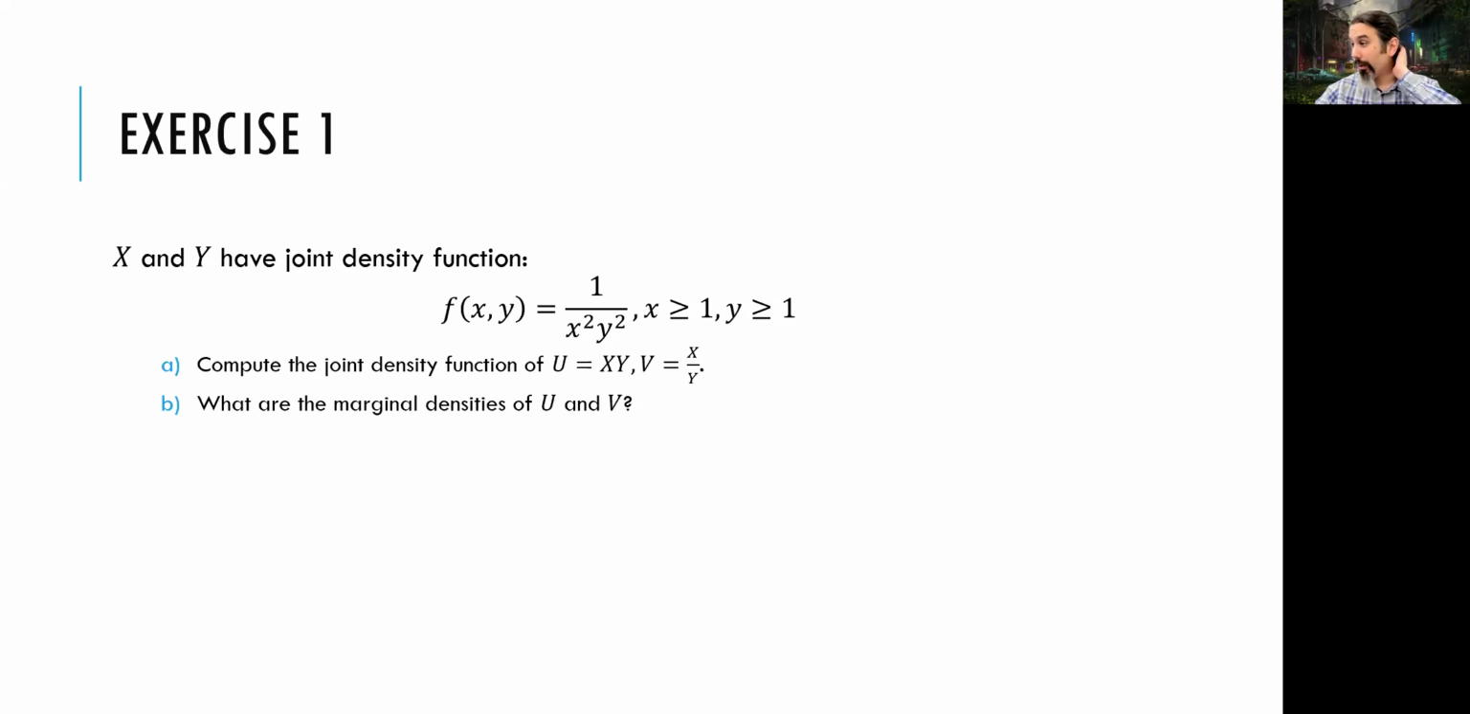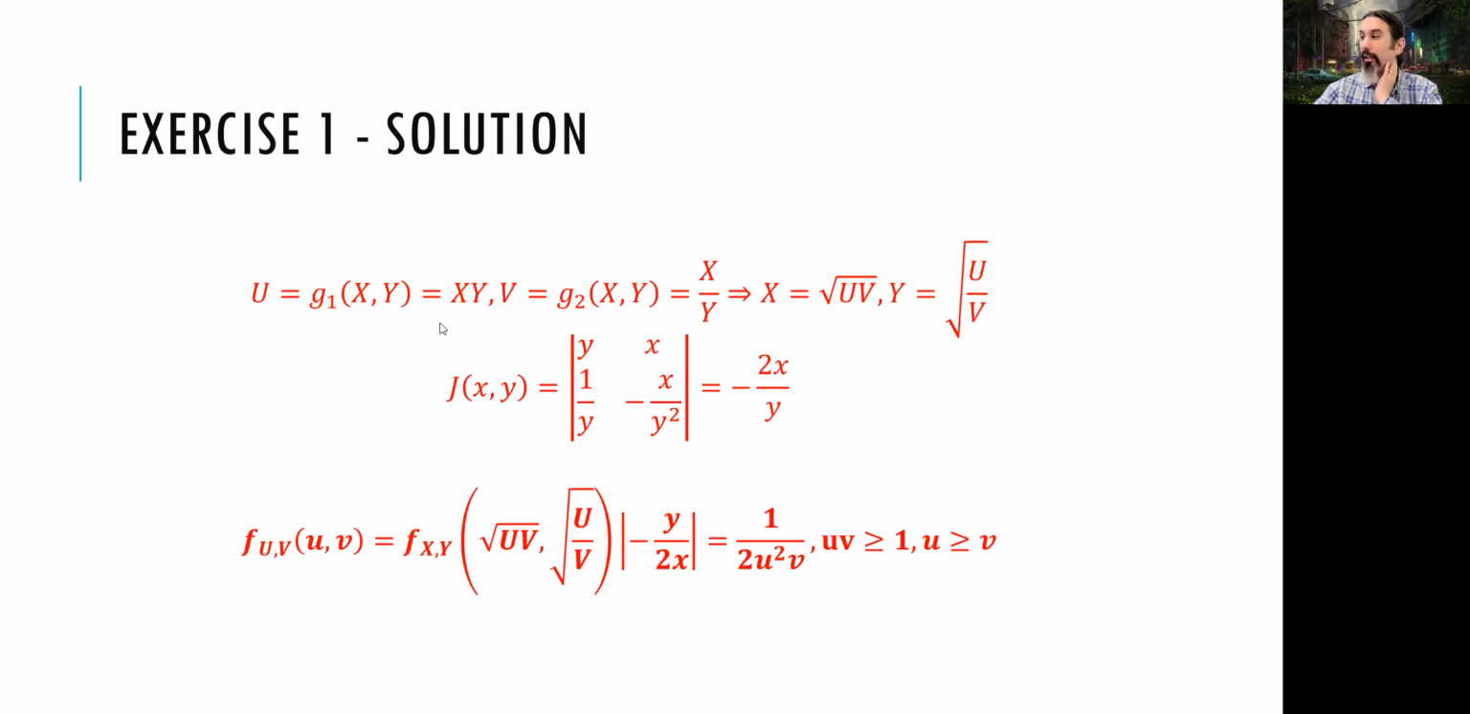Now, for the Jacobian, all we need to do is just take the derivatives of both u and v in terms of x and y. As you can see, the Jacobian is here. So if you differentiate u in terms of x, you get y, and if you differentiate u in terms of y, you get x. Same for v. If you differentiate it in terms of x, you get 1 over y, and if you differentiate in terms of y, you get minus x over y squared.